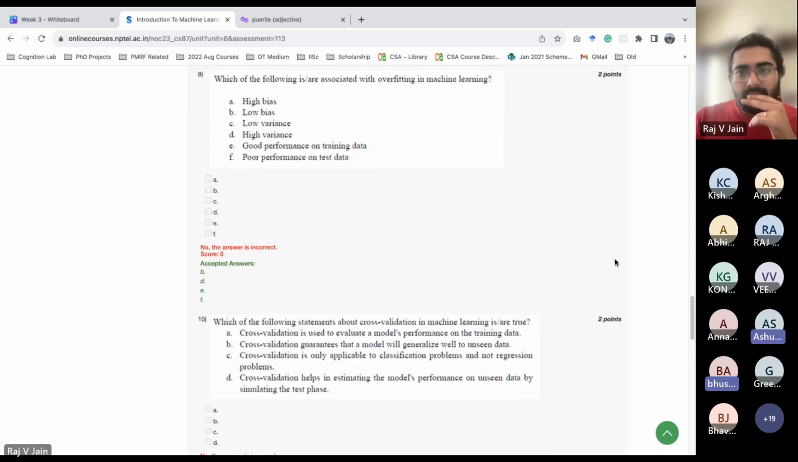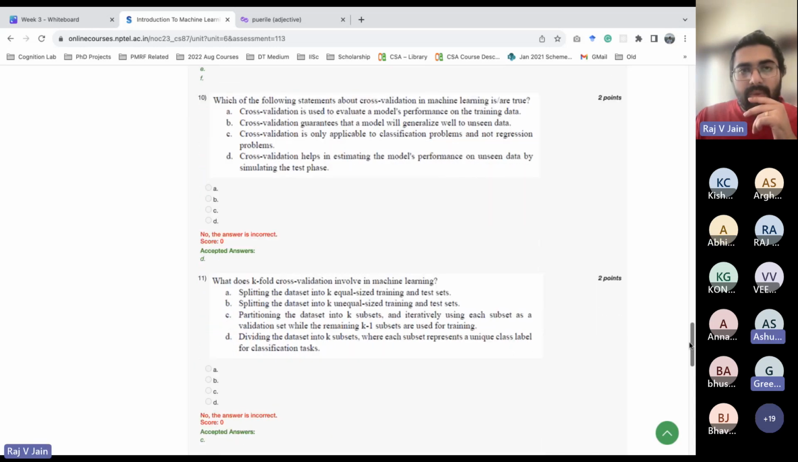No. Overfitting means low bias and high variance. So again, overfitting is basically low bias and high variance, these two together. Yes, you're right, because the training error is low in overfitting. That's why it is low bias. Agreed. I got this correct, but I forgot the option about evaluating the model's performance on the training data.